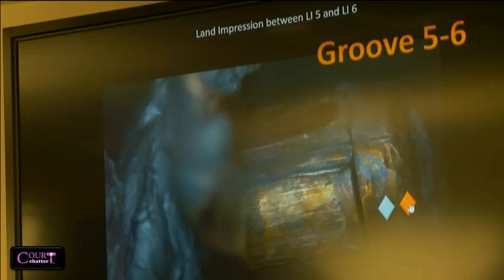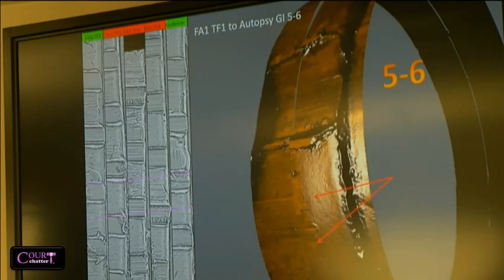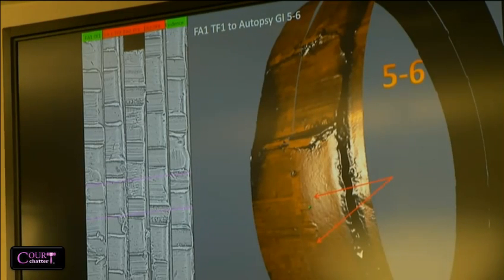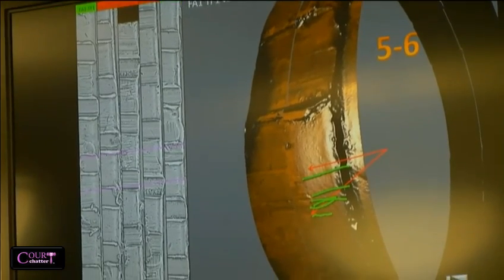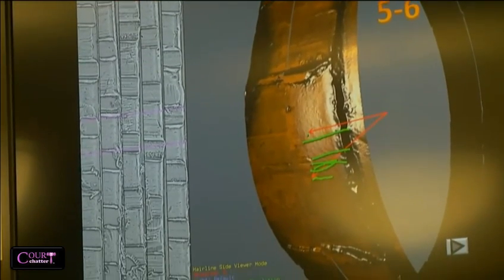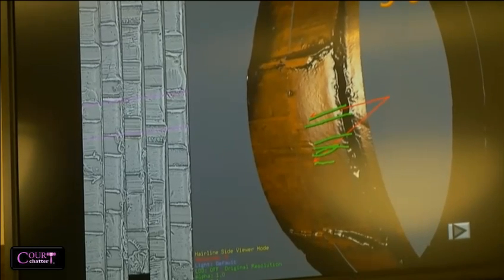Now on the 3D. There again, we've got agreement right in this area here, right in there. Right there.